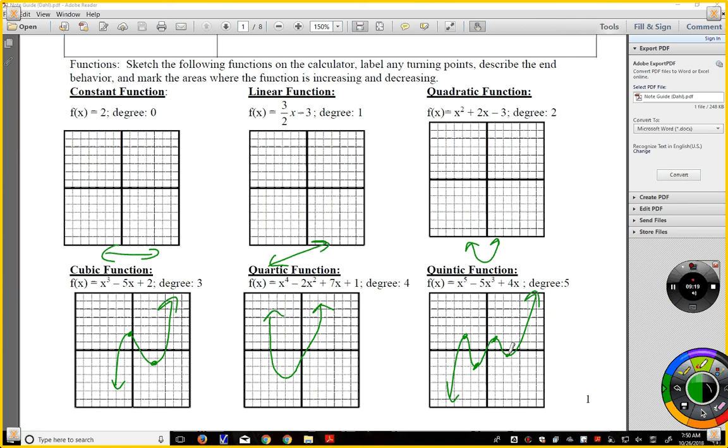Jenna? Good, so write that down. The number of turning points is at maximum, so it doesn't have to be, 1 less than the degree.